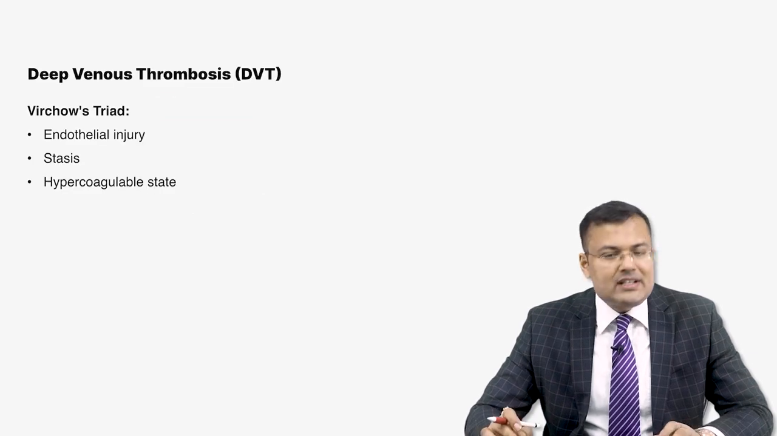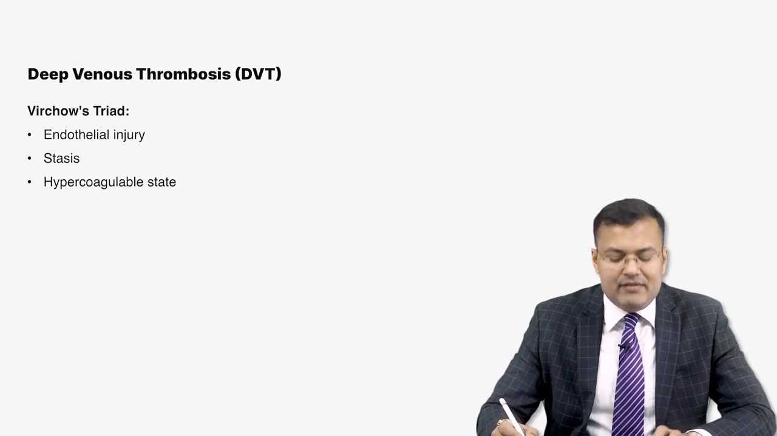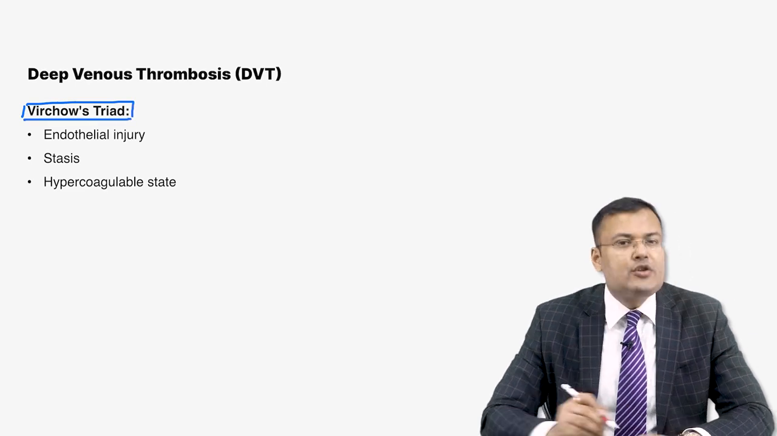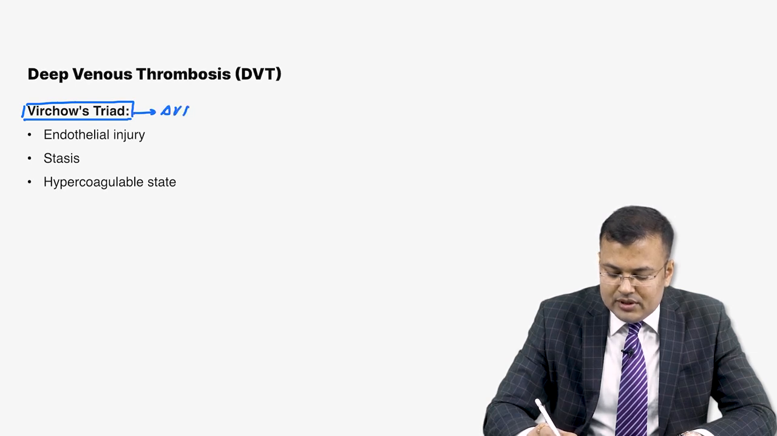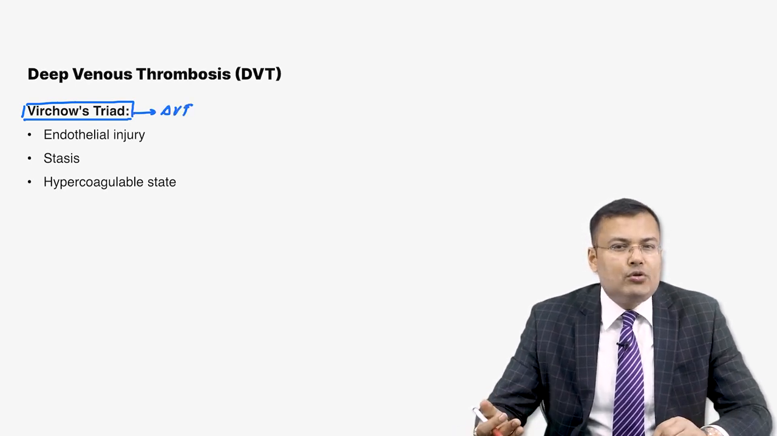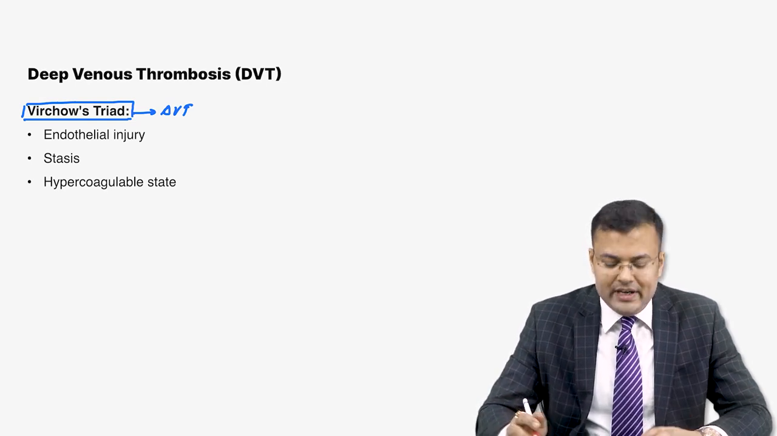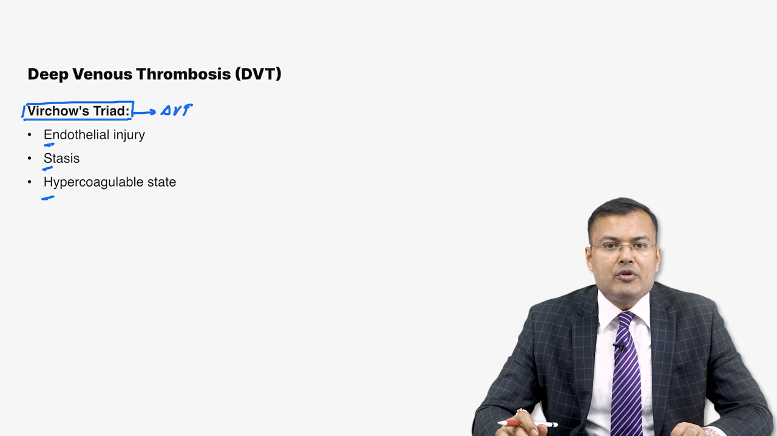And now we are going to discuss the deep venous thrombosis. You know that there is a triad which should be positive for DVT, and what's the name? It is Virchow's triad. Yes, it should be positive for deep venous thrombosis, and the components are endothelial injury, stasis, and hypercoagulable state.